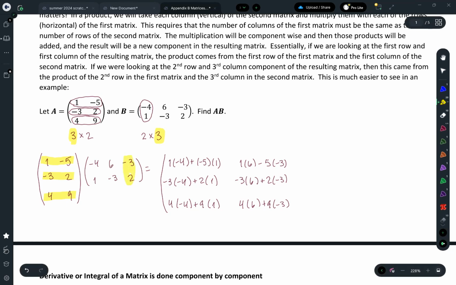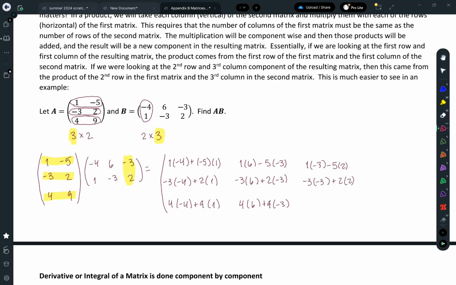Then we move on to the third column of B and send it through the rows of A in order to get our third column for our resultant. So that will be 1 times negative 3 minus 5 times 2. It will be negative 3 times negative 3 plus 2 times 2. And then we'll have 4 times negative 3 plus 9 times 2. Then we figure out what all of those products and sums are, and we have our result.